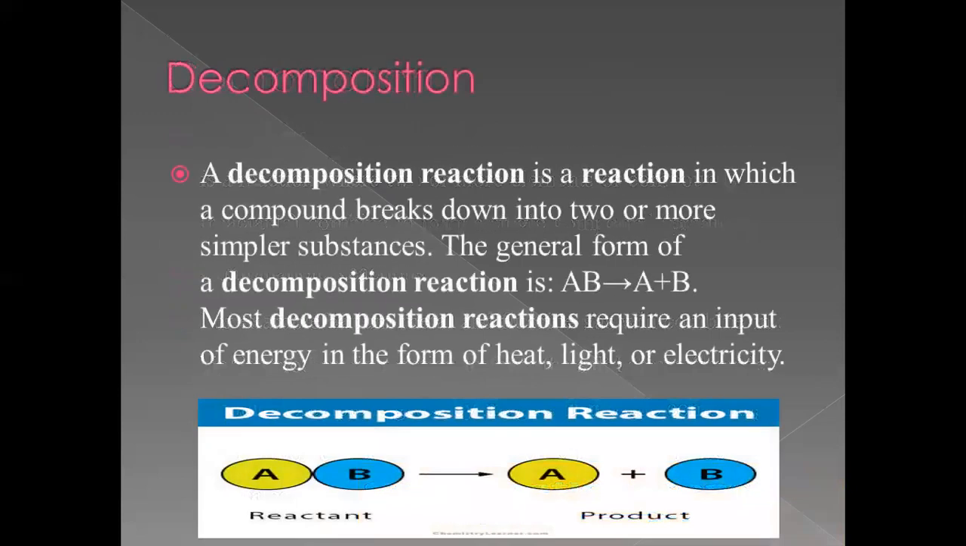Decomposition. A decomposition reaction is a reaction in which a compound breaks down into two or more simpler substances. The general form of a decomposition reaction is AB to A plus B. Most decomposition reactions require an input of energy in the form of heat, light, or electricity. And this is a picture showing the simplest form of decomposition reaction. Here, the reactant is AB, and then after the chemical reaction, it turns into A plus B, which are the products.